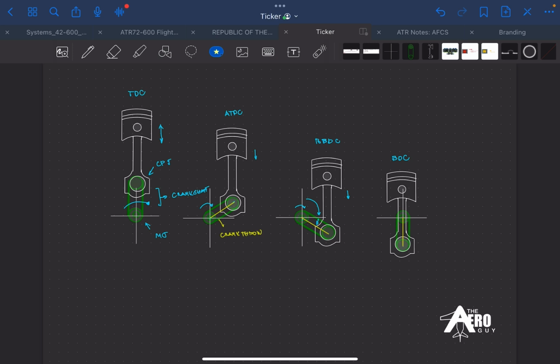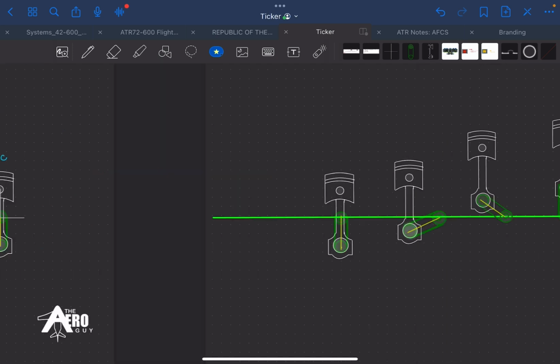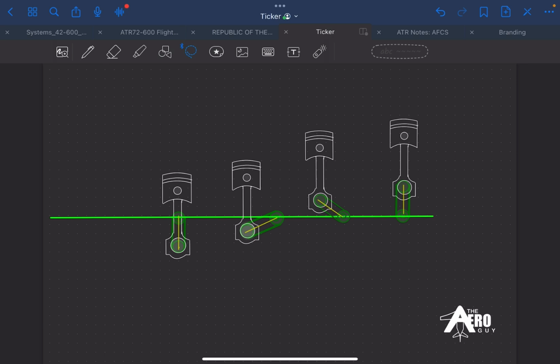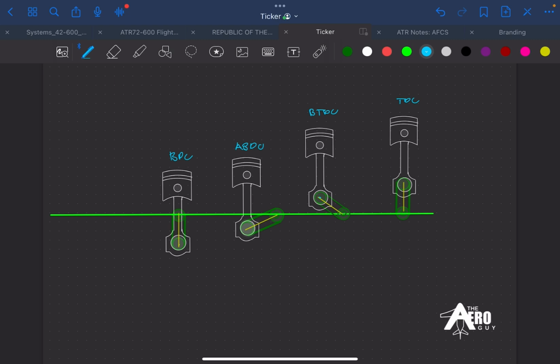Okay, so what's after bottom dead center? Simply, we call it after bottom dead center. And upon reaching a 270-degree rotation of the crankshaft, here we call it before top dead center. Then we reach the top dead center position again.